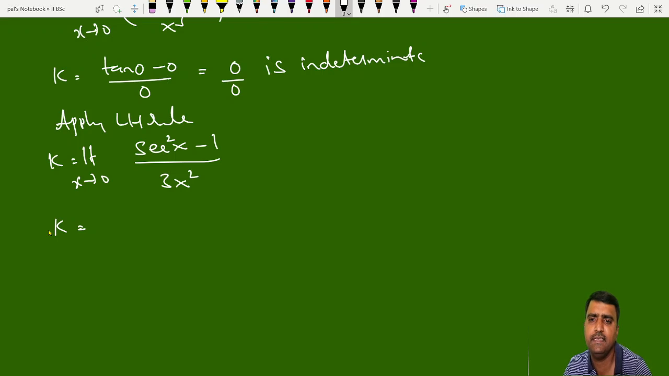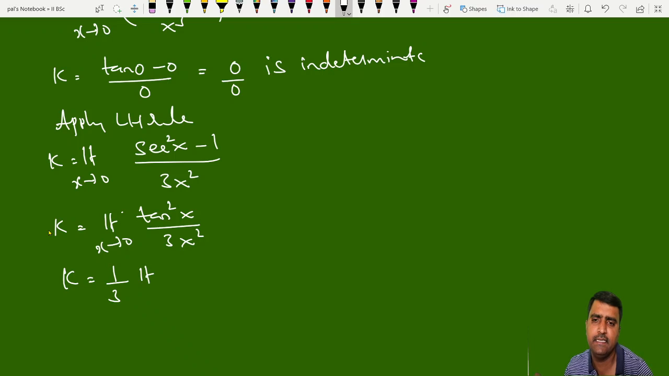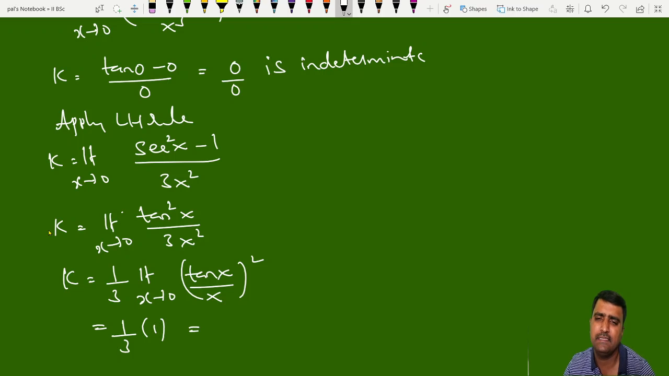Secant square minus 1 is tan square x. By using trigonometric identities, you know that secant square x minus 1 can be written as tan square x. So tan square x by 3x square with the limit x tends to 0. Again k is equal to, take 1 by 3 outside as a constant, limit x tends to 0 of (tan x by x) whole square. Its limit is 1 by 3 into 1 square, which is 1 by 3. Therefore the limit k is equal to 1 by 3.